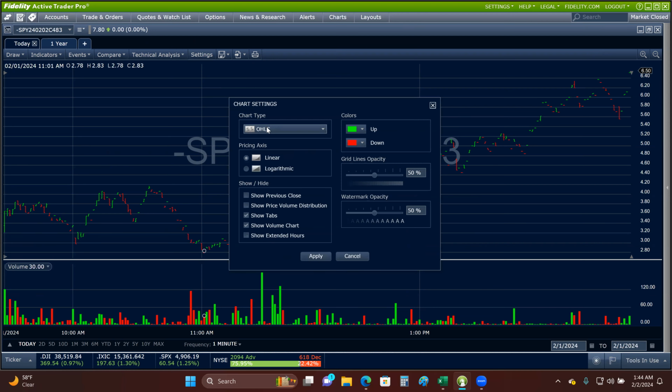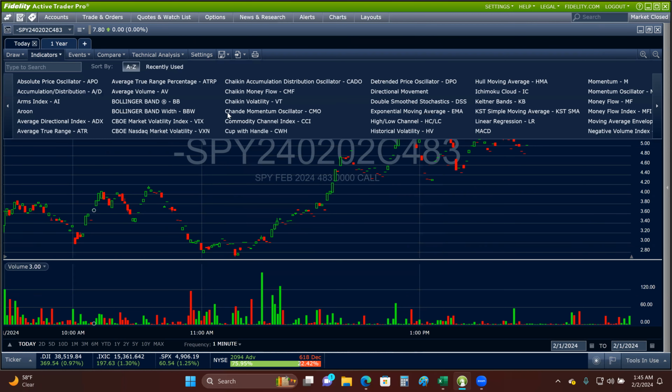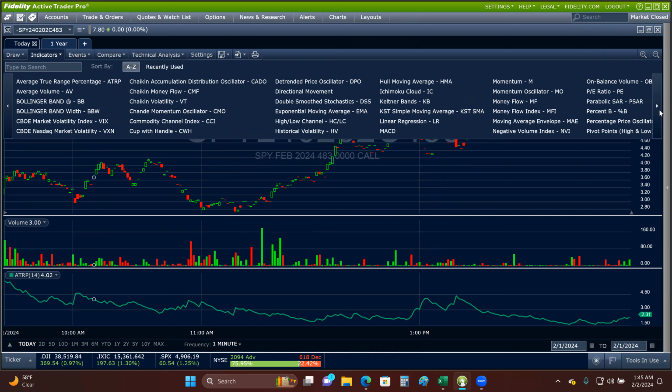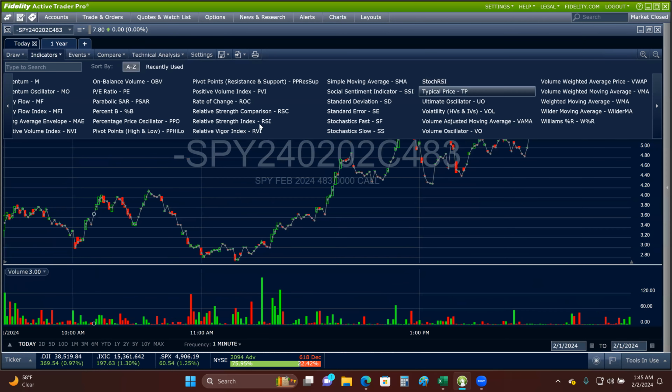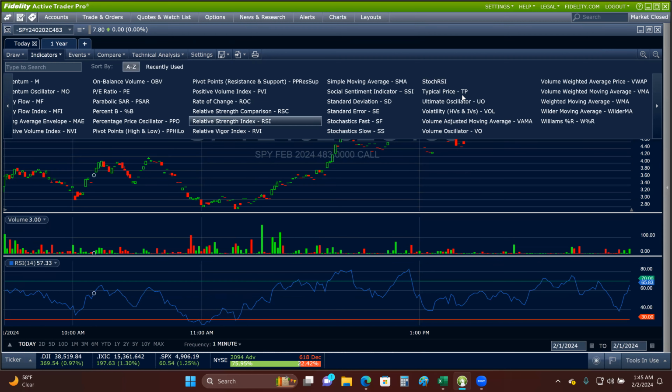I'm going to change my chart here. I don't like the OHLC charts, just preference. I like the candlestick charts. Then I'm going to go to my indicators, and the one that I'm going to choose is the stochastic RSI indicator. This is actually a combination of two different indicators: the stochastic indicator on the first part, and then on the second part, the RSI, which is this right here, the relative strength indicator.